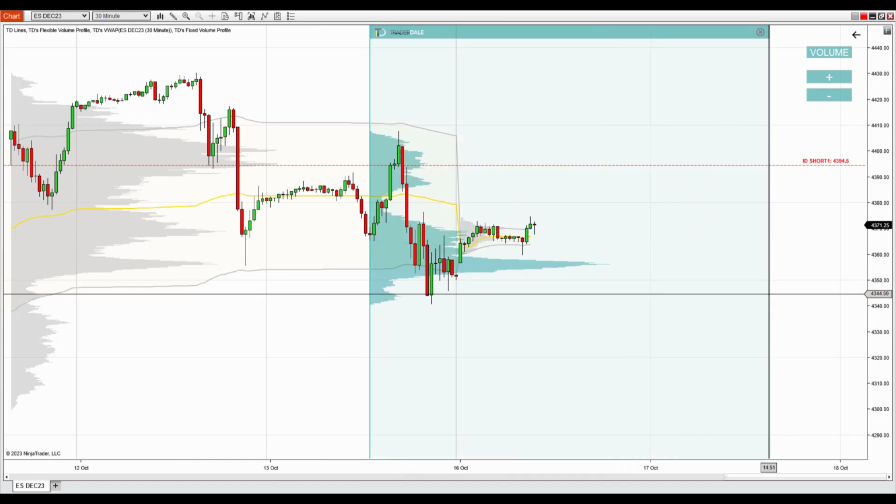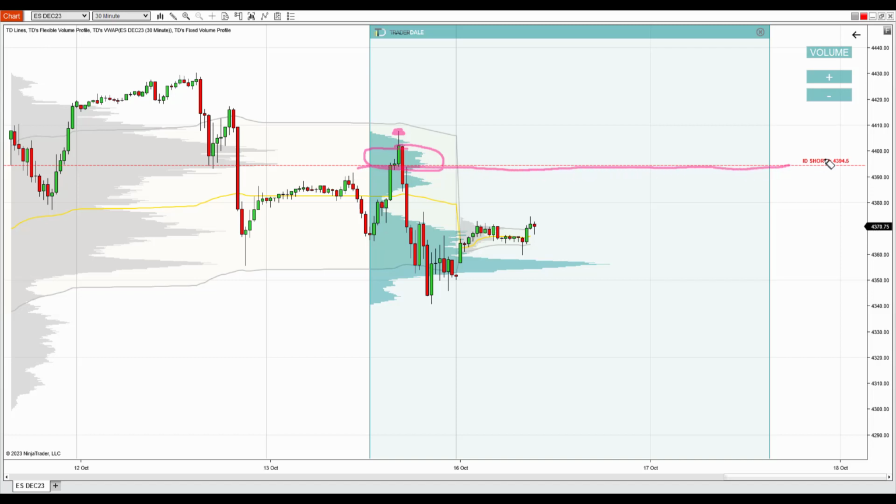So if you look in the volumes within the rejection, I prefer to trade from those, the volume cluster which is closest to the place where the price turned. This is the beginning of that heavy volume cluster, and this is where I like to trade from.